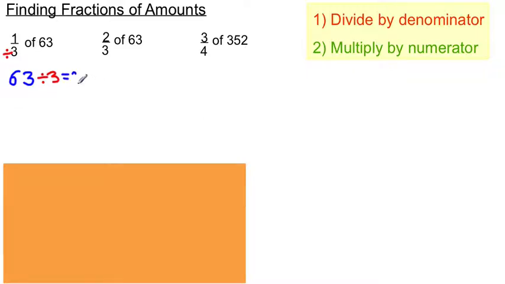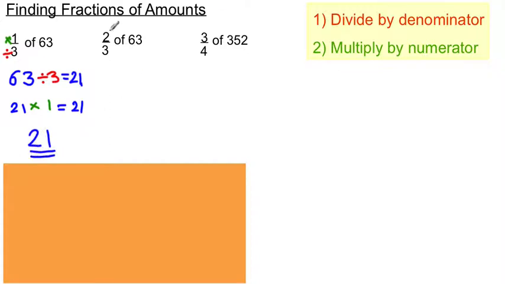So, nice and straightforward. Now, you should be able to see that step 2 says multiply by the numerator. So we need to take our 21 and then we need to multiply it by the numerator. You should all know that multiplying by 1 gets you back to your original answer, so it's not really required to multiply the 21 by 1, but if we do that, you get back to your 21. So 1/3 of 63 is 21.